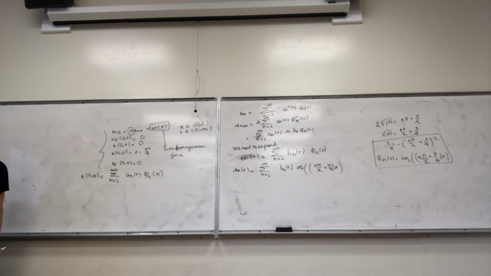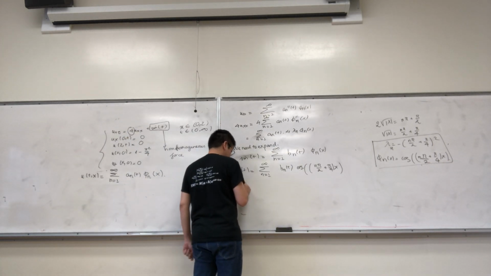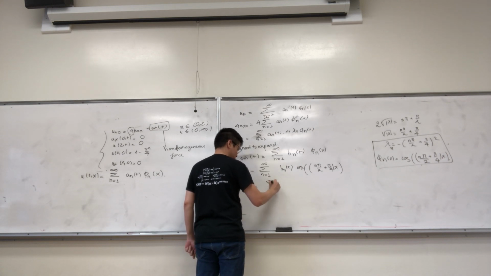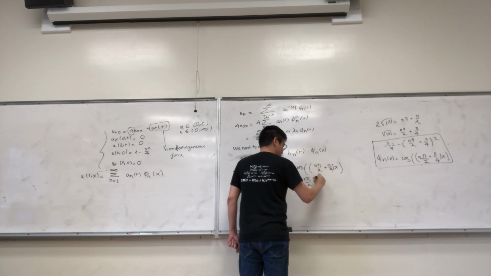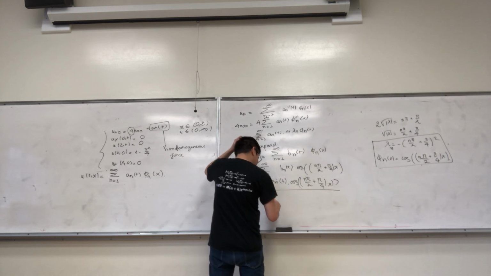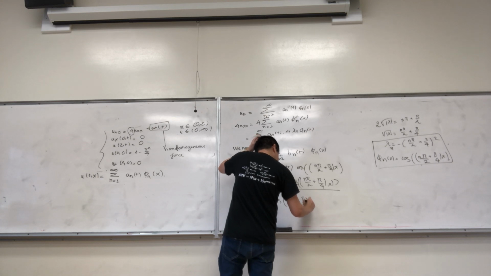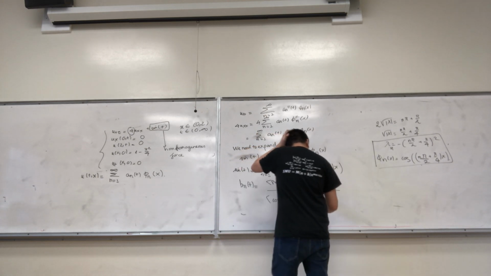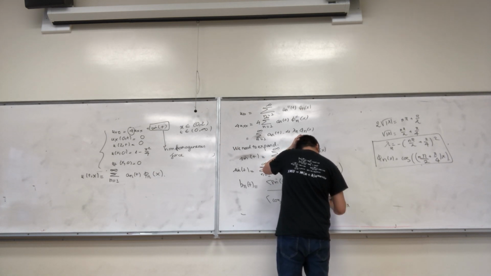So how can I compute b_n? Again, whenever you compute a coefficient, you need to take the inner product, and this is the only thing that you have to do. The inner product of sine of t with cosine of (n pi over 2 plus pi over 4) x.